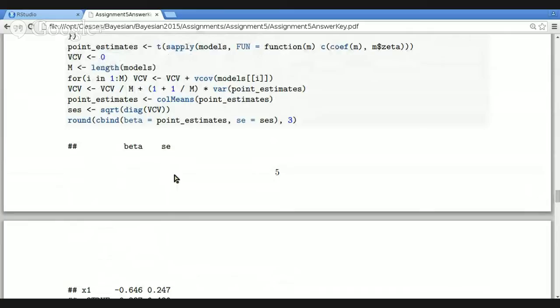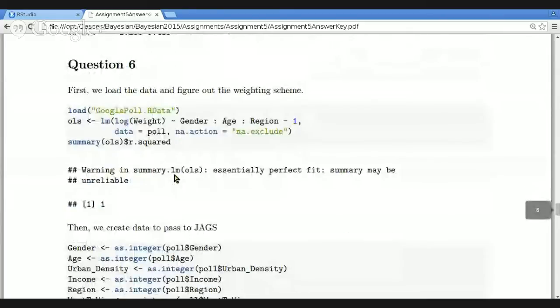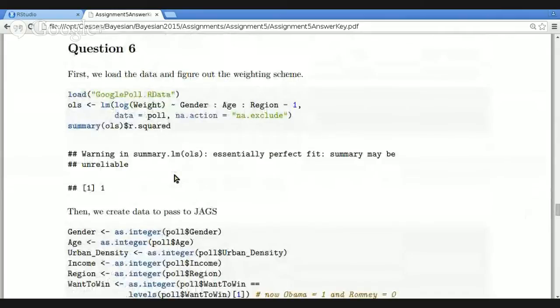So questions about 4 or 5? All right, 6. 6 is hard. And 6 is hard because of the missingness. And 6 is hard because the goal of doing a poll is more to make predictions than to try to estimate the causal effect of being 1 year older or something like that. And there's something like 7,000 observations, and 2,100 of them are either missing on gender or age or region.